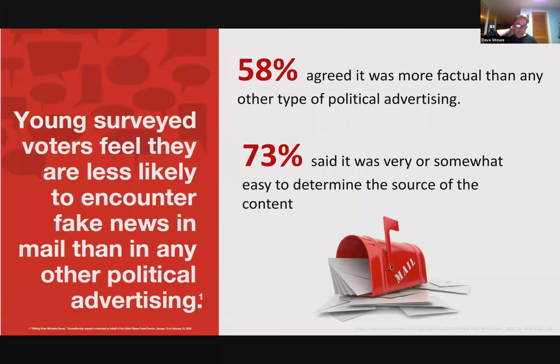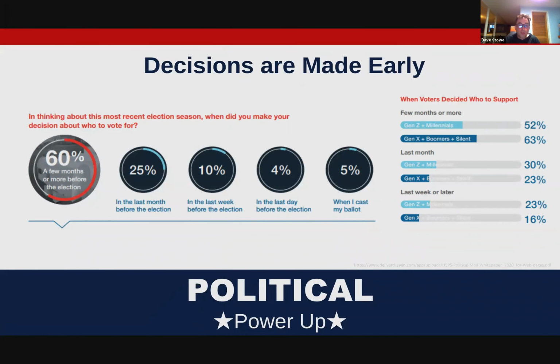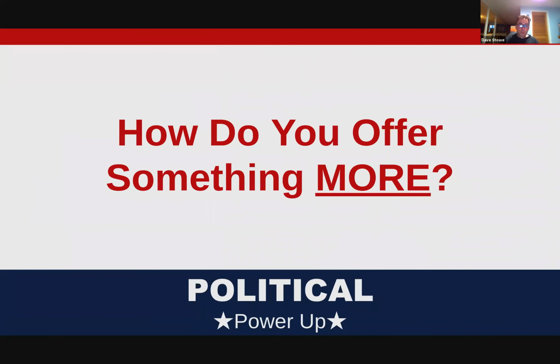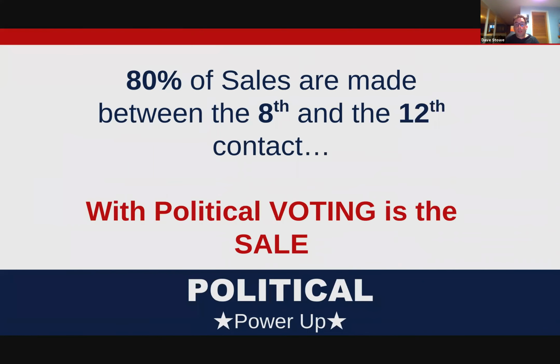The other thing is that decisions this last cycle, and they will continue to be, have been made really early. That's why it's a good idea to get a mail plan together and start reaching out to the electorate early on, and then integrating that with digital channels. So this is what we're going to talk about now. How do you offer something more than just mail and be able to reach more people? Basic tenet of marketing is that 80% of sales are made between the 8th and 12th contact. And with political mail and with politics in general, voting is the sale.